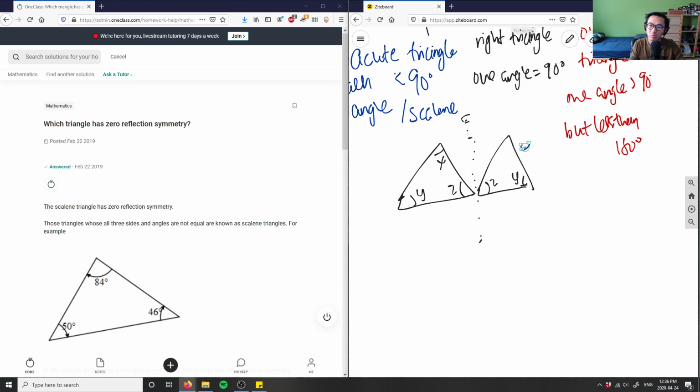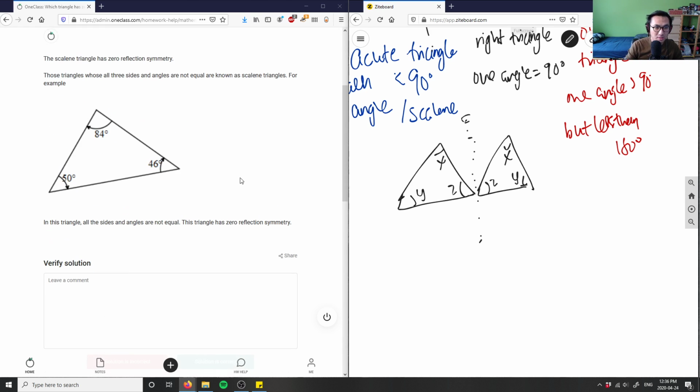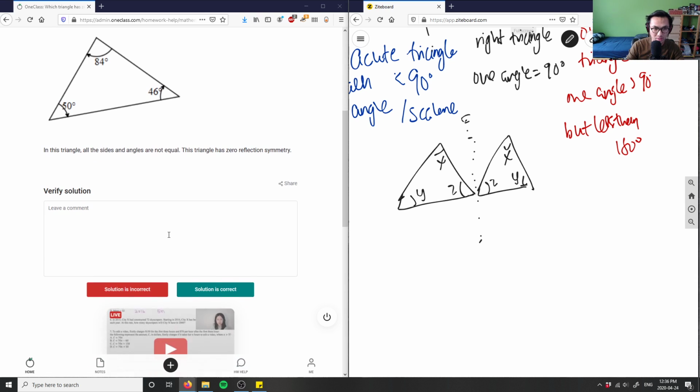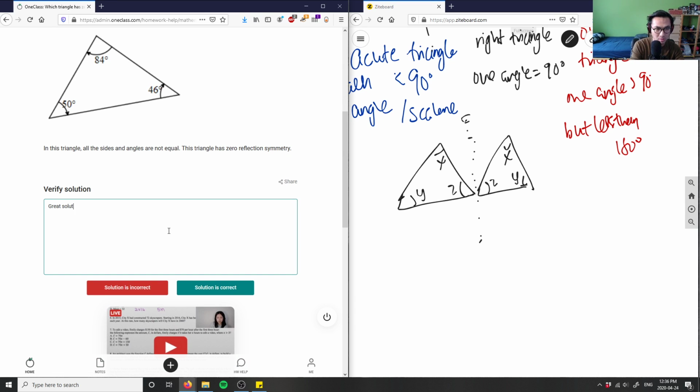So this would not be symmetrical, no matter how you superimpose them. So this solution here is correct. A scalene triangle has zero reflection symmetry. So they show you like this here. So this solution is correct. Great solution and analysis.